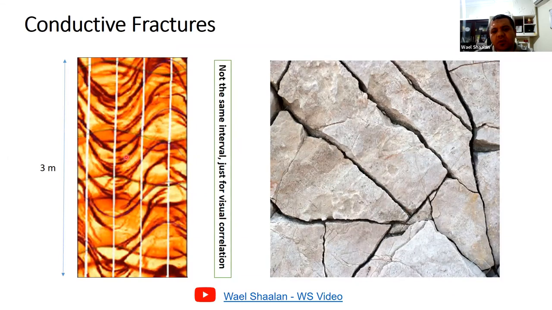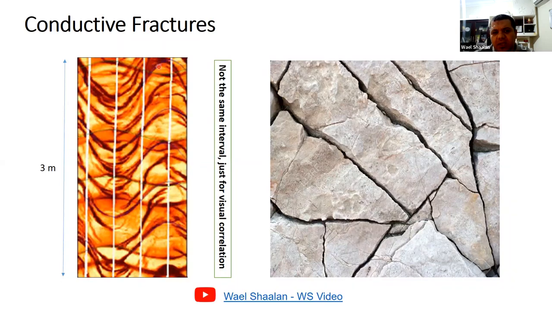This slide is just for visual correlation. It's not the same interval. I'm just putting some captures from outcrop to visualize and imagine. This is a normal outcrop with fractures, very well developed. You can imagine these fractures downhole in the subsurface filled by what we use in drilling, which is mud. So these open spaces will be filled by mud. That's why it will appear conductive, as you see here.